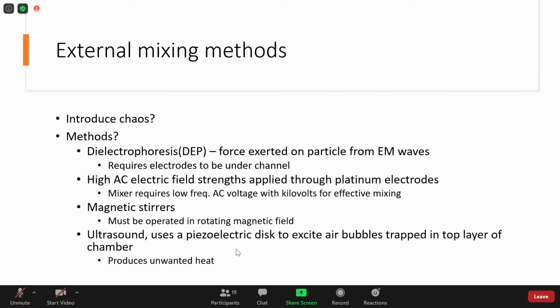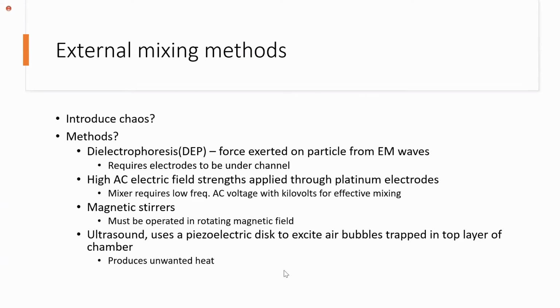There are also high AC electric fields, applied through platinum electrodes, which is also a decent method. However, they usually use low frequency AC voltage, and the biggest thing is that it requires a lot of voltage, around 10 to the 3 volts, for any effective mixing. On top of that, there are also magnetic stirrers, which use magnets to stir the liquid inside. However, they need a rotating magnetic field, and usually need a decently sized apparatus. So for small portable microfluidic technology, it wouldn't work really well.